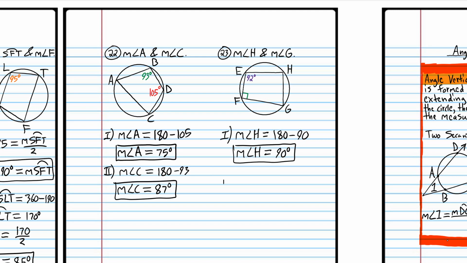So now step 2, we just do the same thing with the measure of angle G. That's equal to 180 minus 92. So the measure of angle G is equal to whatever 180 minus 92 is, and we get 88 degrees.